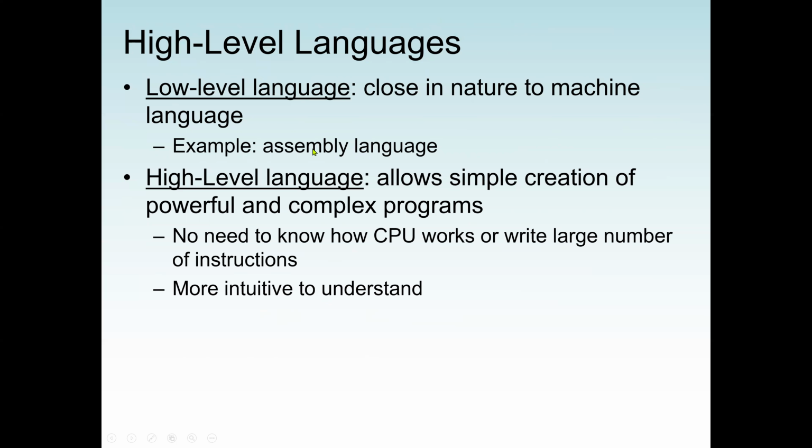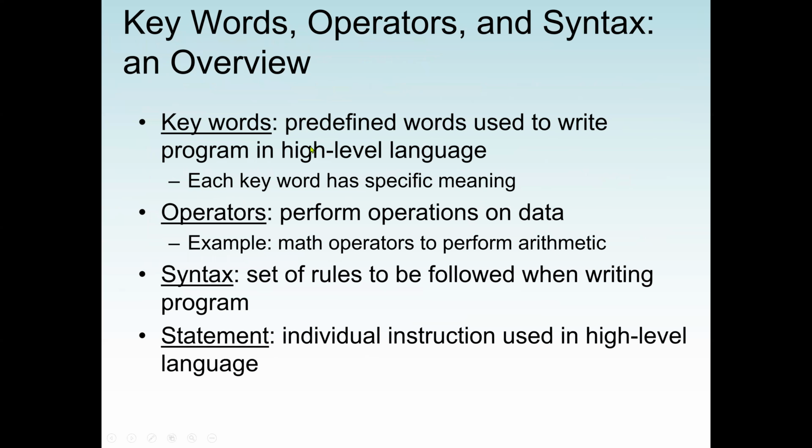So we must have special software that will translate the Python language, or mostly English language, into machine language. Now we should also know what a keyword is. A keyword is a predefined word used to write a program in a high-level language. For example, in Python, we have the keyword print. Actually, print is a function or a method, and Python knows what print means.